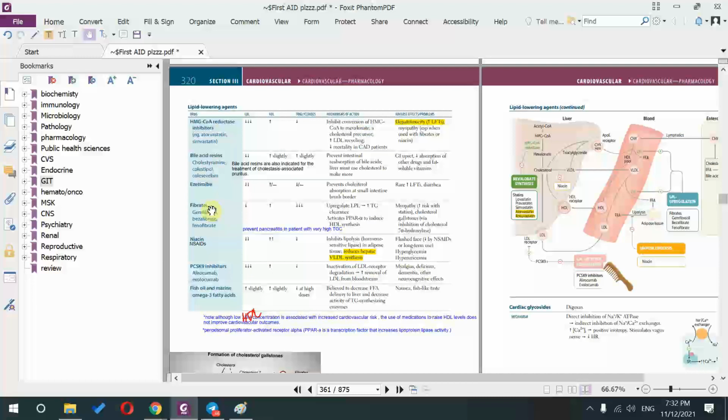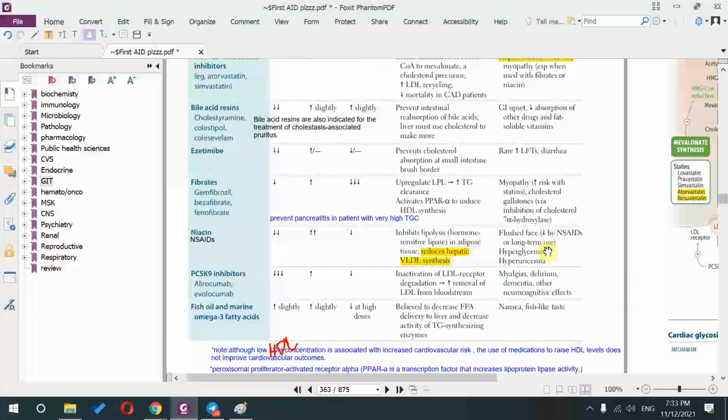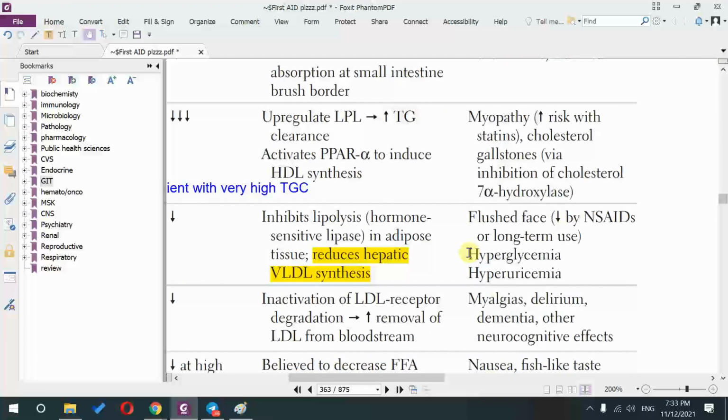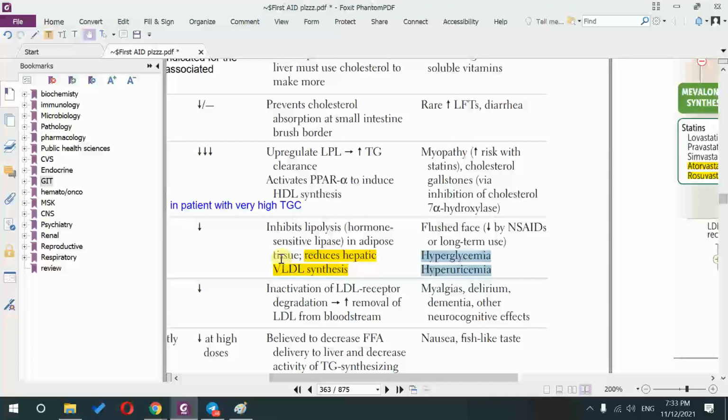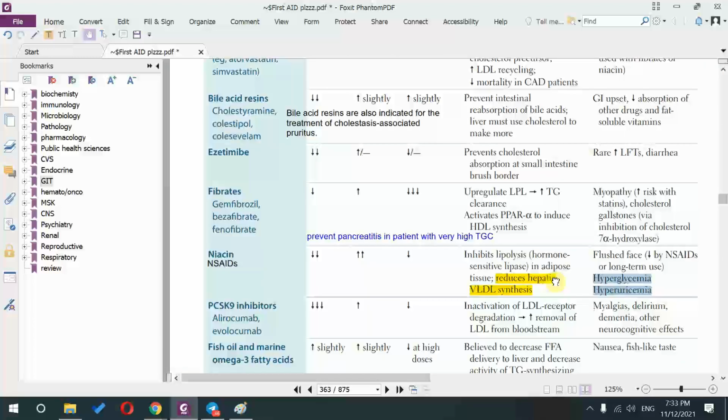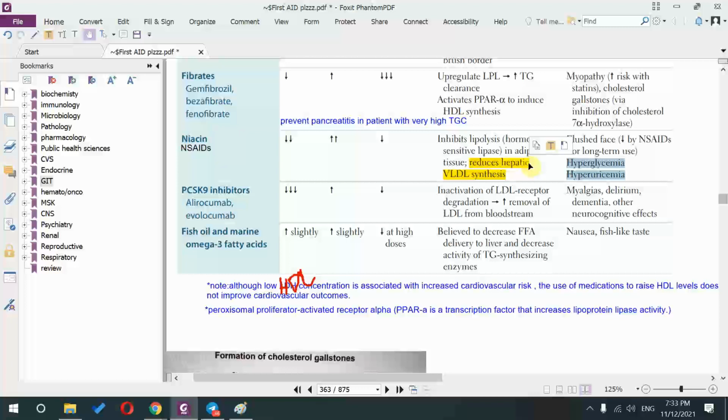Okay. So the problem is that you must memorize the pathway. That's the annoying thing. So as you can see here, the patient will have flushed faces, which can be decreased by NSAIDs, which means that it was mediated by prostaglandins. Also, patients on niacin can be complicated, and you must know these two: hyperglycemia and hyperuricemia. So never ever give it to a diabetic patient or to a patient who has gout.